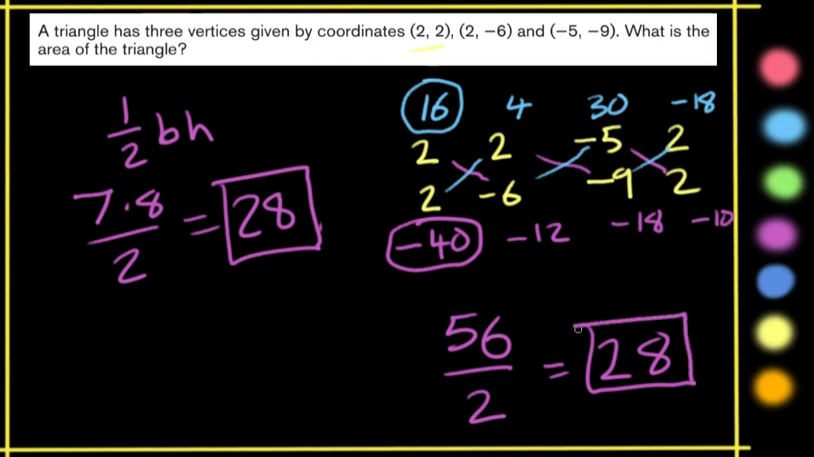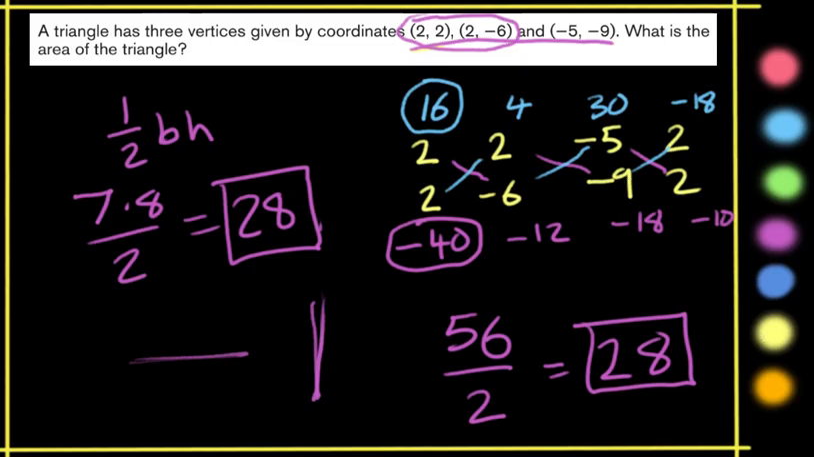So either way works. In this case, we had a nice vertical line between these 2 points. Okay, sorry about that. So yeah, since we have these 2 points that are straight up and down, it was easy to compute the base and then the height. But if there isn't a segment of your triangle that's straight up and down or straight horizontal, then sometimes the shoelace theorem is an easier way to compute the area.